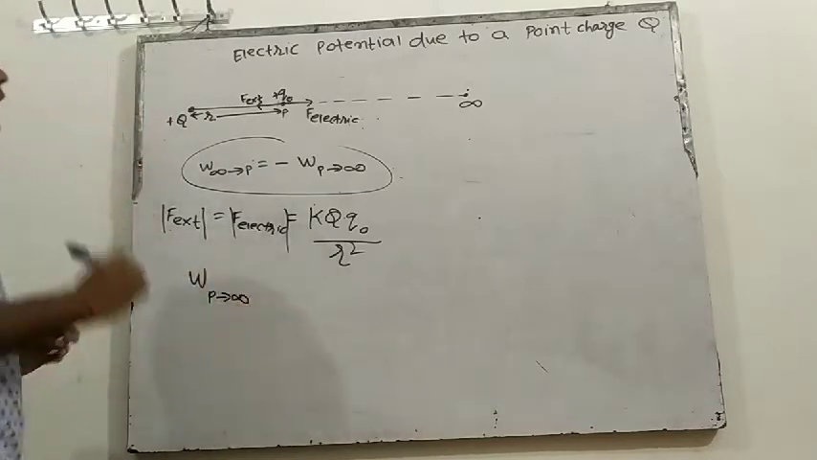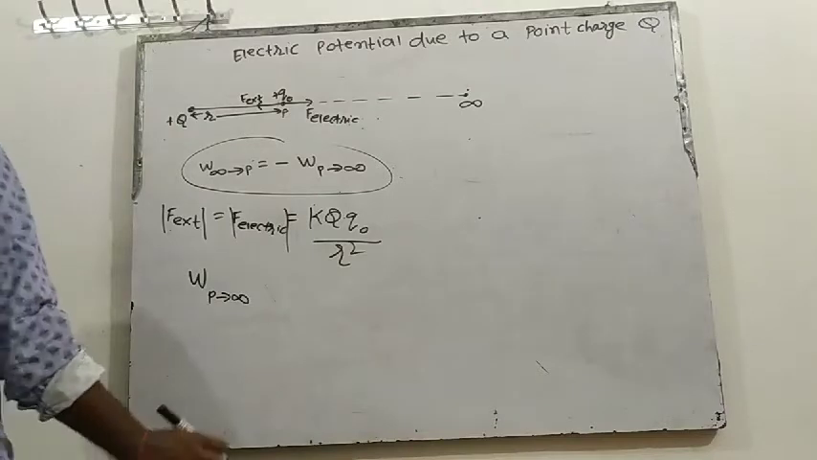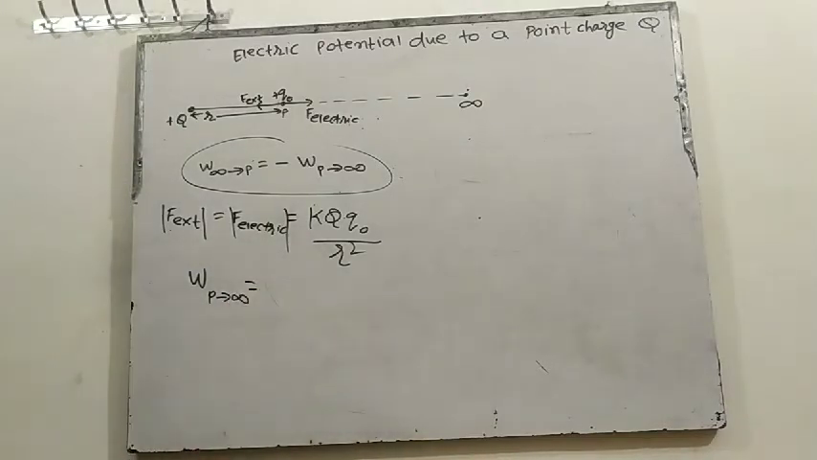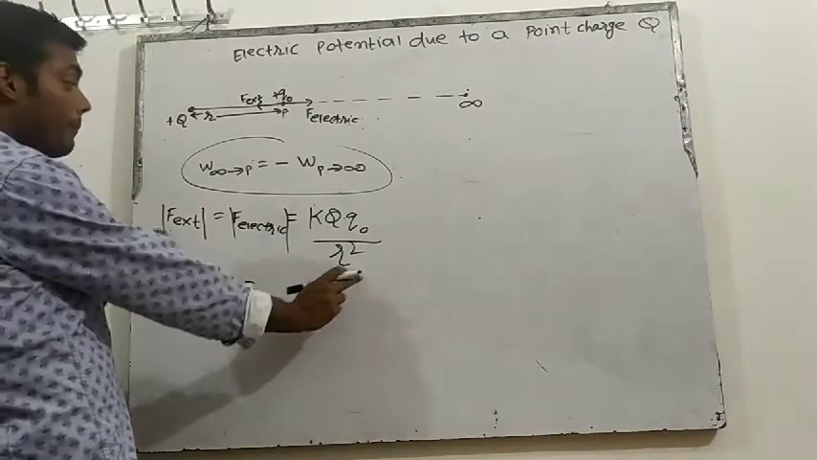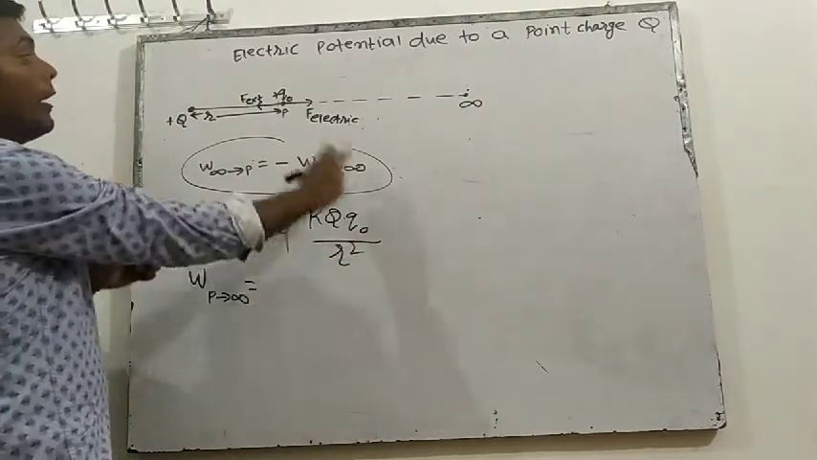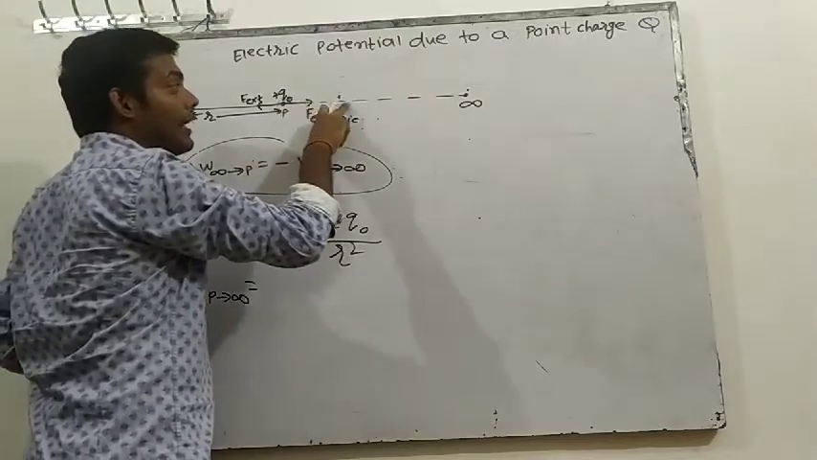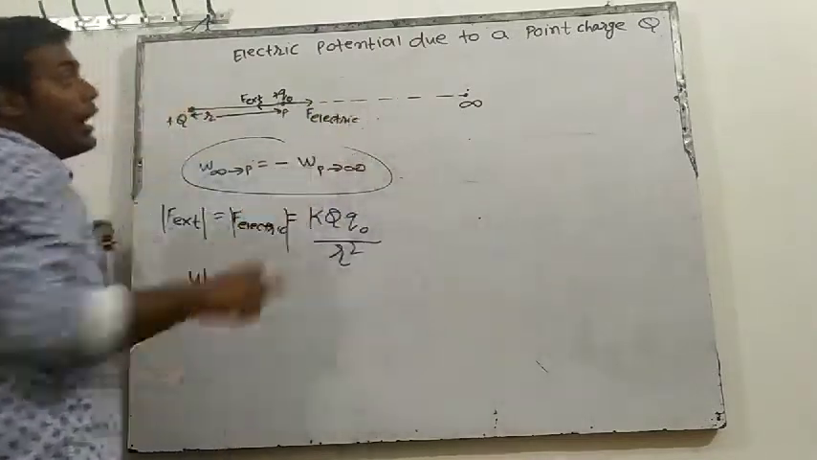What do we want to find? Work done from P to infinity. So how will we find work done from P to infinity? Work done is equal to force into displacement. But here force is variable. See, R is changing everywhere. Here R will be different. Here R will be different. Here R will be different.